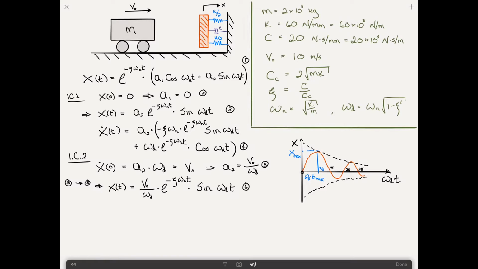So we can solve for t max by saying, let me just do this below, the t max part. So we know that omega d times t max is equal to pi by 2. We'll call this equation 7. This implies that t max, the time taken to reach the maximum displacement, is equal to pi divided by 2 times omega d.